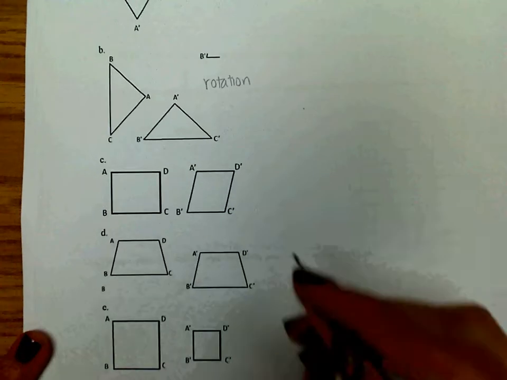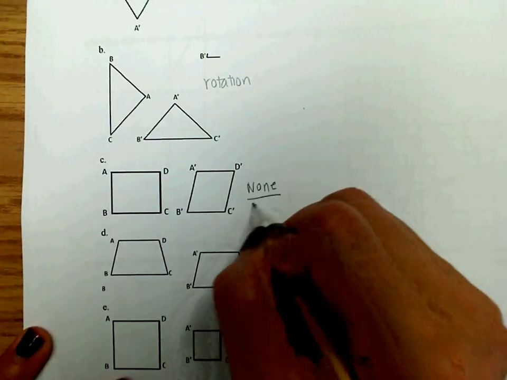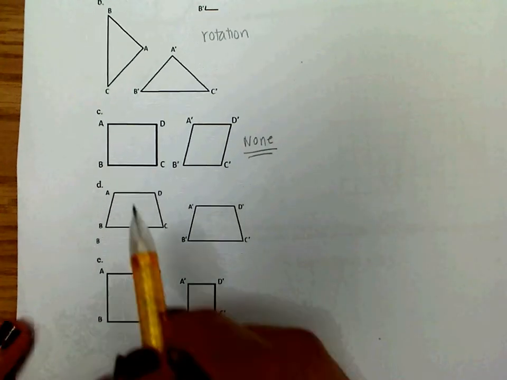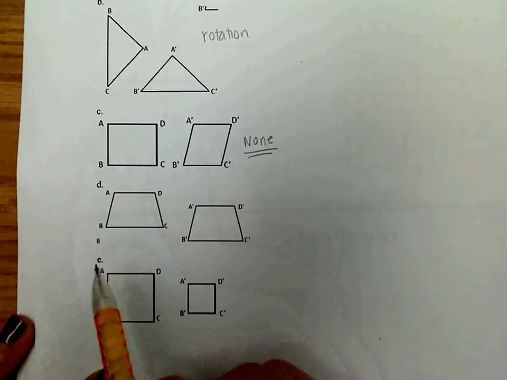C. This is none of these because it changed shape. And all of our transformations at least keep their shape. So this is not correct. It doesn't have any special name for that.